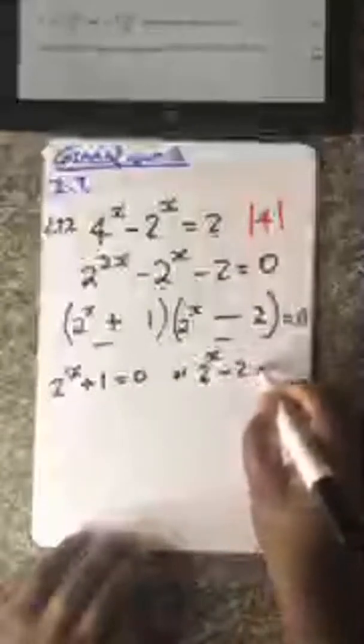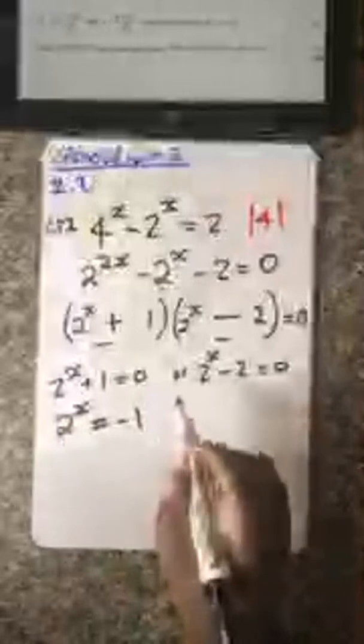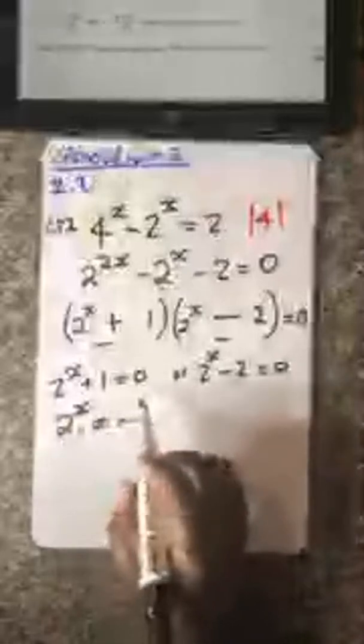Now that you've factorized, you can then equate each monomial to 0. So that means you've got 2 to the exponent x plus 1 is equal to 0, or 2 to the exponent x minus 2 is equal to negative 1. Ladies and gentlemen, you cannot work out that x value where you've equated to negative 1.